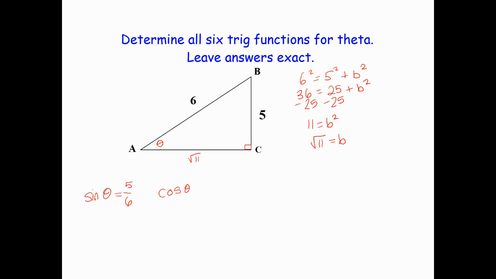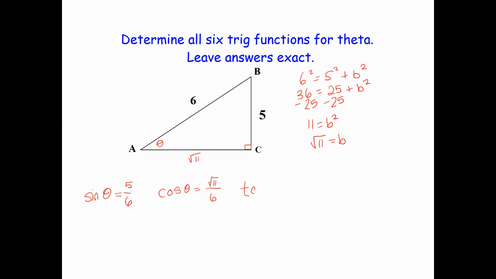Okay, good. Our next trig function is cosine. Now, you can do this in any order. I just tend to go sine, cosine, tangent, cosecant, secant, cotangent. It doesn't matter. But our cosine of theta is our adjacent side. So our adjacent side to theta is a square root of 11 over our hypotenuse, 6.